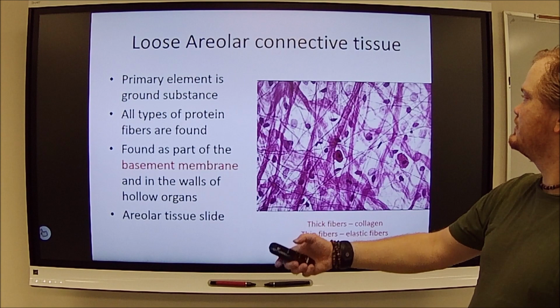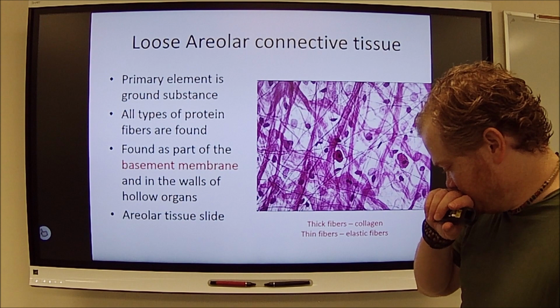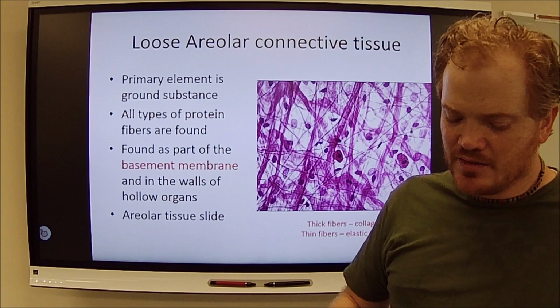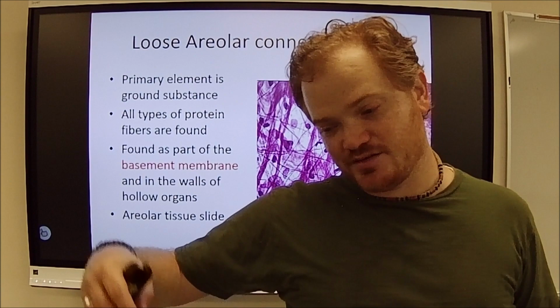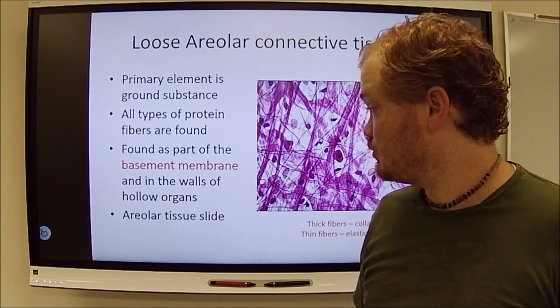Yeah, let's do it. So the first one that we need to talk about is loose areolar connective tissue. Loose areolar connective tissue is just all over the place in the body. It forms the major exchange boundaries between tissues. So between like your capillary beds and your tissues, you find areolar connective tissue, and this tissue assists with moving things from one place to another.